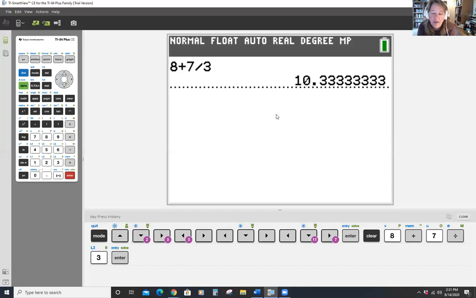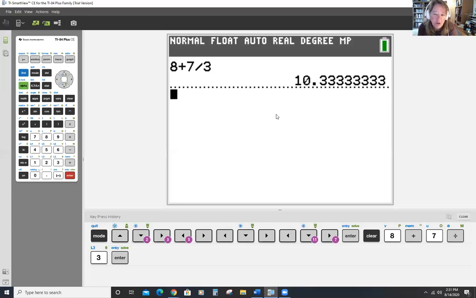Now, most of the time when you're adding an integer and a fraction, you want the answer as a fraction, not as a decimal. And most of you, hopefully, know that 0.33333 is really 1/3. But most of the time in Algebra 1 and above, you want the answer as an improper fraction. And there's a way to do that as well.